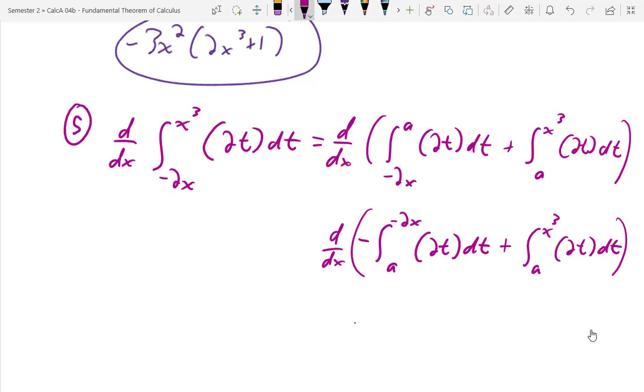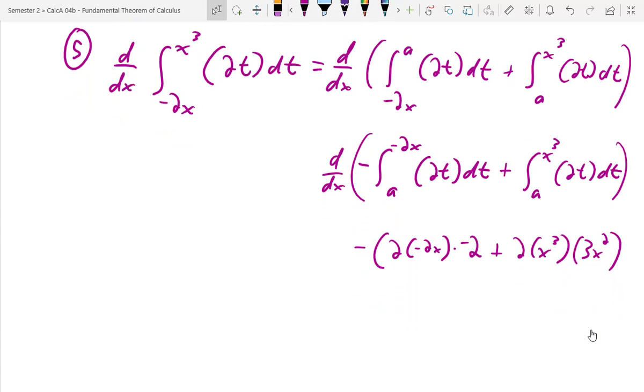So then we get negative. I'm going to plug it in first. So 2 times negative 2x. We're also going to take the derivative of the negative 2x. Don't forget that part. Times negative 2. Plus, we're going to plug this in: 2 times x cubed, and do the derivative of that, 3x squared. And then we just have to clean up what's left. A negative, this is going to be 8x plus 6x to the 5th.